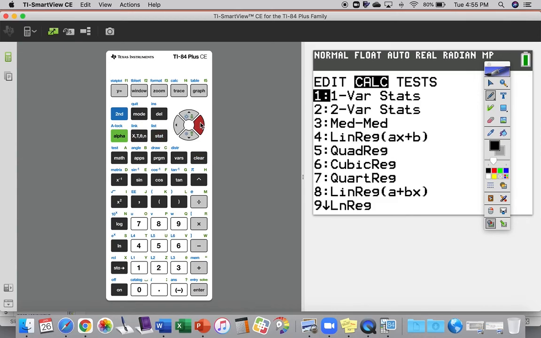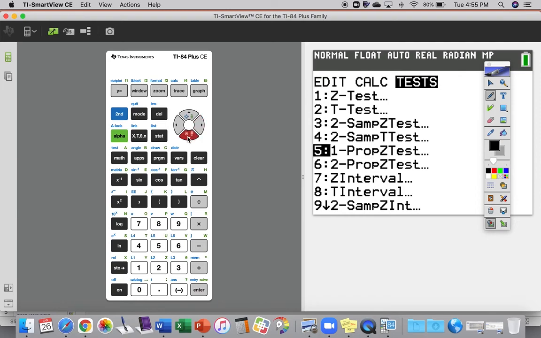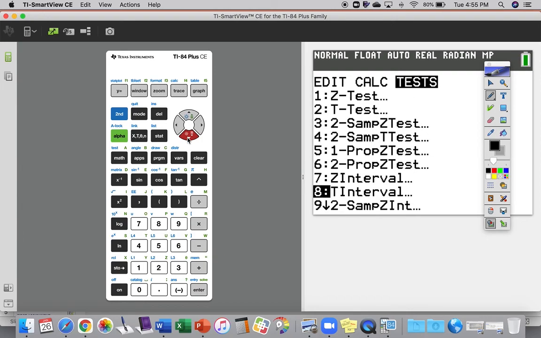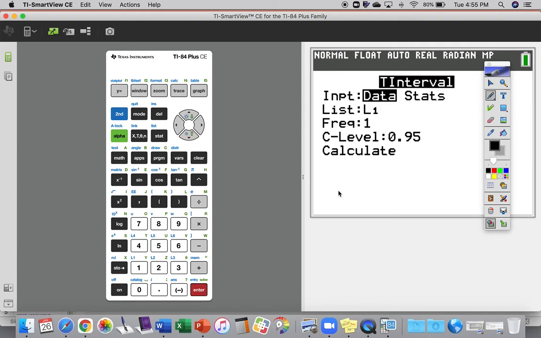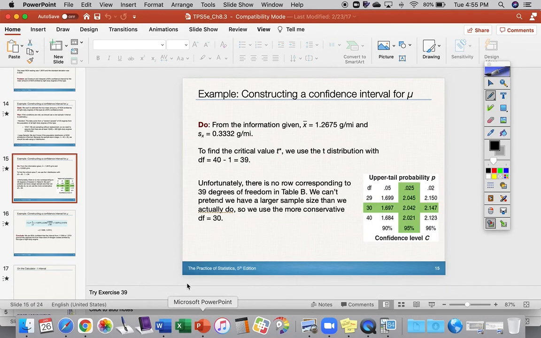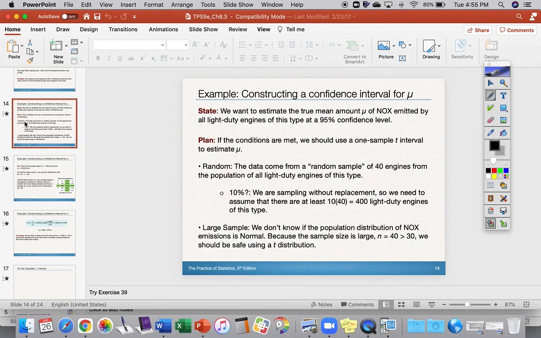Stat, tests. This is called a t-interval. The one sample t-interval, you'll see there's no such thing as one sample t-interval on here. It's just t-interval for one sample. And now this is where it gets a little confusing because it says, do you have data or stats? This is stats because you could see here that we have summary stats. So if they give you x bar, Sx, sample size, you have stats. They gave us all that. All our job is to type it in from problem to calculator.